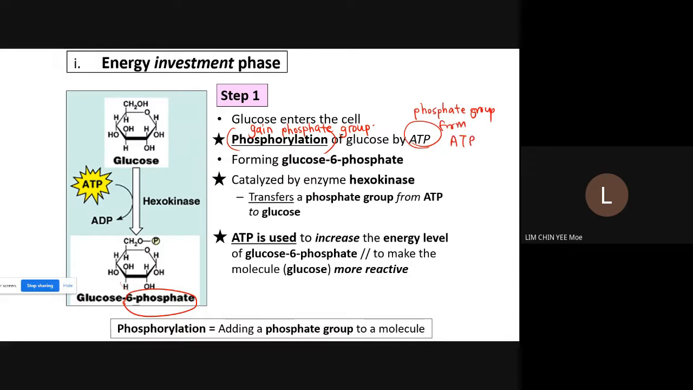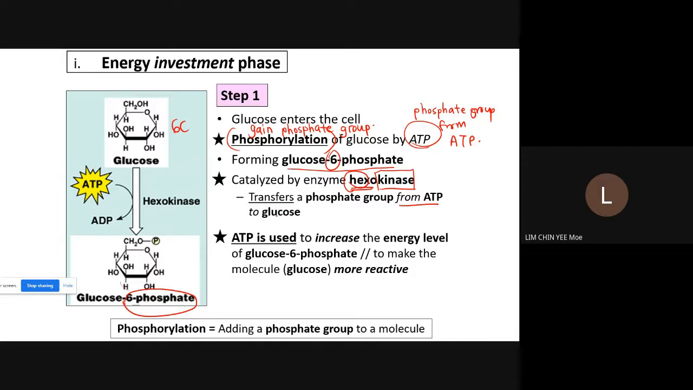Okay, and then this process, this step, phosphorylation, kita dah tahu sebab glucose gain phosphate group, dia dah jadi glucose 6-phosphate. And the enzyme involved is hexokinase. Kinase is the name of the enzyme for all sorts of enzymes that transfer phosphate group. Apa-apa enzyme yang transfer phosphate group, nama dia kinase. And now, because glucose is 6 carbon, so hexokinase. You kena ingat function dia lah. What is the function of hexokinase? It will transfer a phosphate group from where? From the ATP to the glucose.